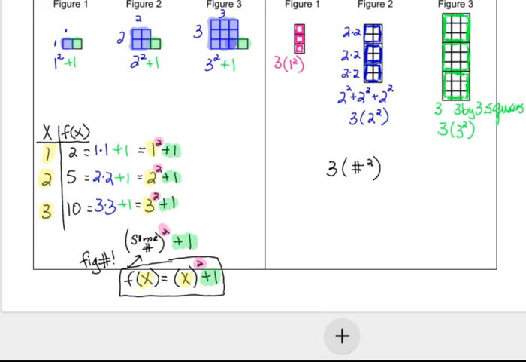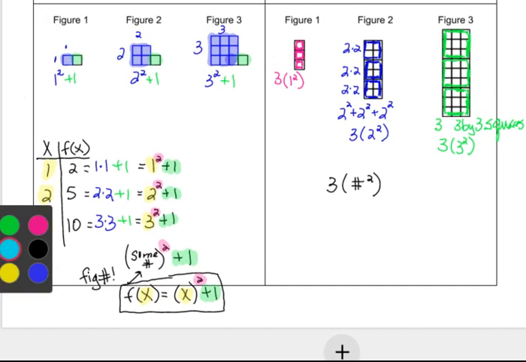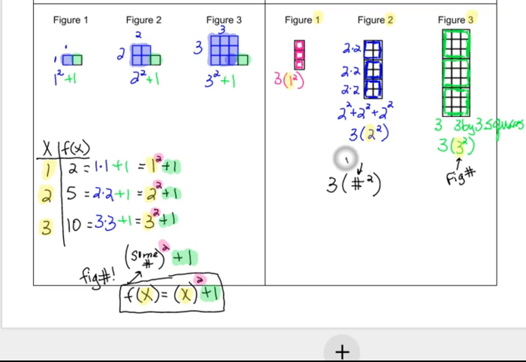So we just need to figure out what's going on with this number, right? How is it related to the figure number? So in figure 1, we did 1 squared. In figure 2, we did 2 squared. And in figure 3, we did 3 squared. So the number that's being squared is just going to be the figure number, just like it was in example 1 and in example 3. So this number needs to be the figure number. When I write my equation then, f of x is going to equal 3 times x squared.